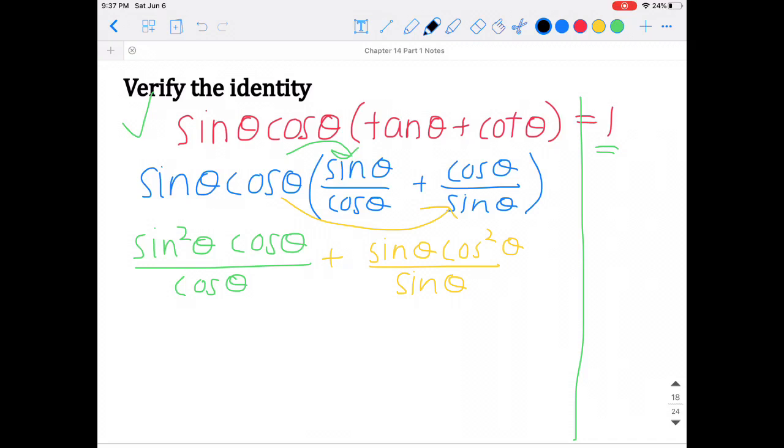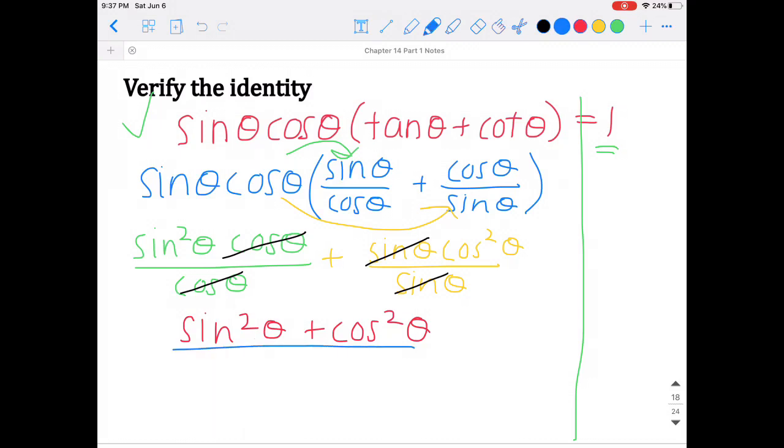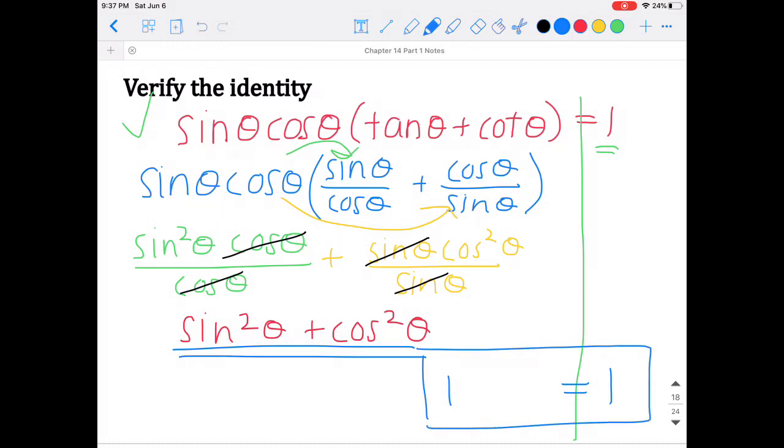So in our first fraction, we can simplify cosine over cosine, and in our second, we can simplify sine over sine, and what we're left with is sine squared of theta plus cosine squared of theta. And what we have here is our Pythagorean identity. Sine squared of theta plus cosine squared of theta is equal to 1. So now we verified 1 is equal to 1. We only finish when our right and our left side are exactly the same.